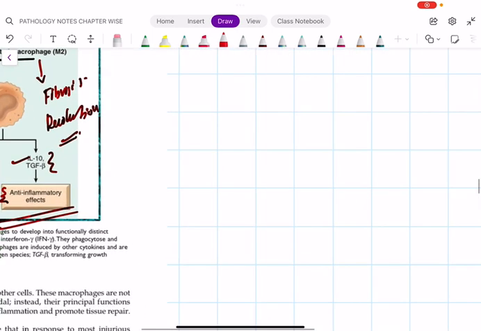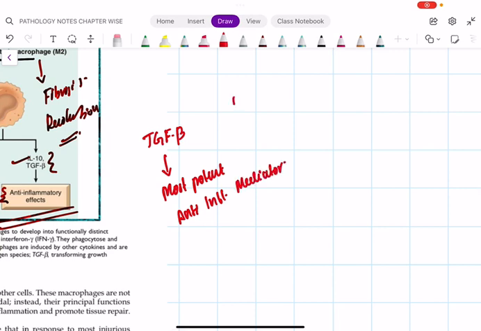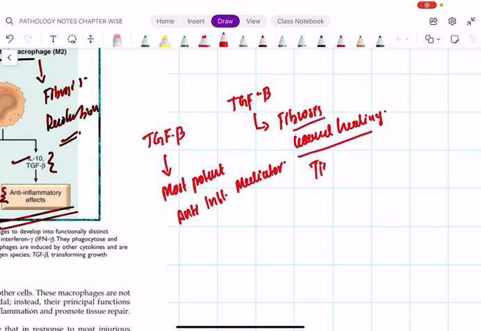The most potent anti-inflammatory agent is TGF beta. TGF beta is the most potent anti-inflammatory mediator. And one more important point: TGF beta is responsible for fibrosis and wound healing. When I teach wound healing, this is the only cytokine or factor I will always repeatedly mention. Fibrosis, wound healing and tissue repair, all these are functions of TGF beta. Okay, fine.